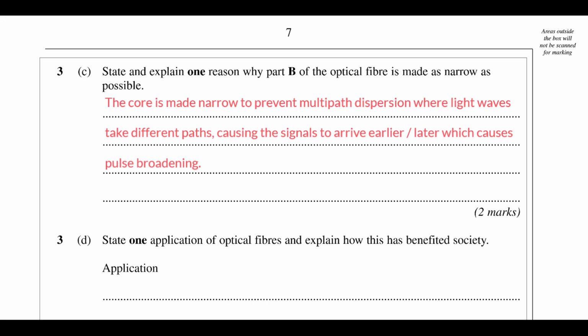And what is that? It's where light waves take different paths to get to the end. So if it's wide, they can take lots of different paths. So the signals arrive earlier or later than expected. So it makes the pulses broader than they were originally when you sent them in. Okay, so that's why we have them narrow.